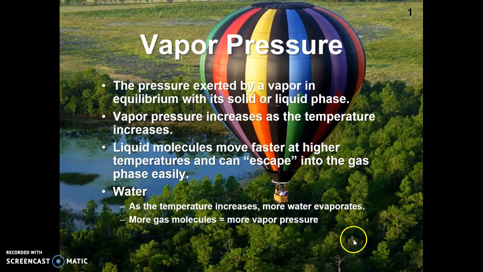Hello chemistry students. In this video I'm going to go over vapor pressure and more importantly Dalton's law of partial pressures. So just so you understand what's going on with this, vapor pressure is the pressure that's exerted by the vapor in equilibrium with its solid or liquid phase.